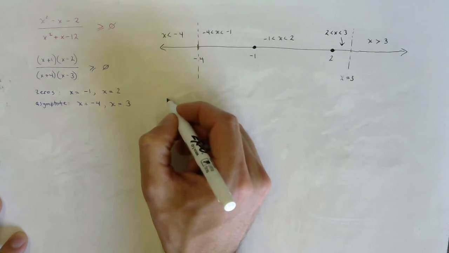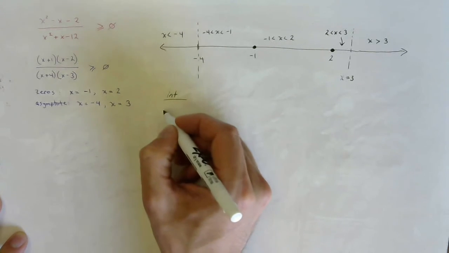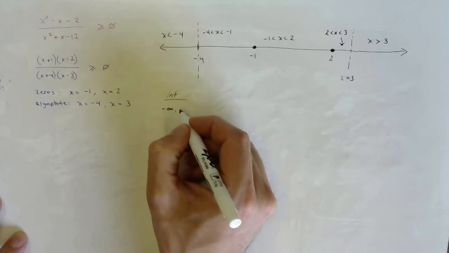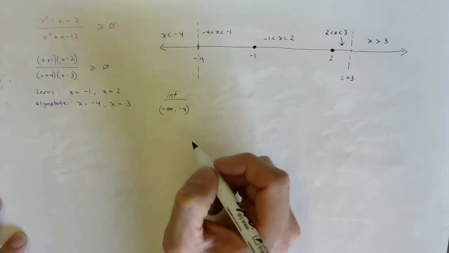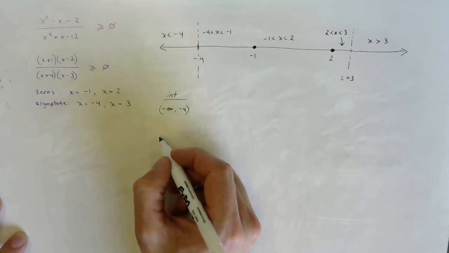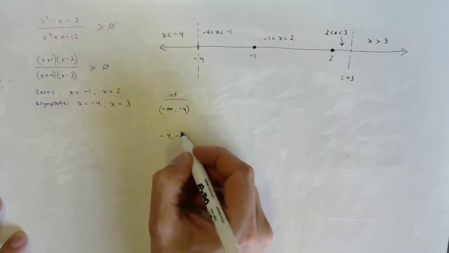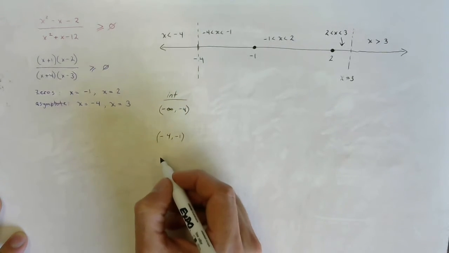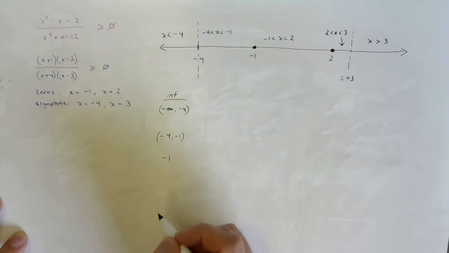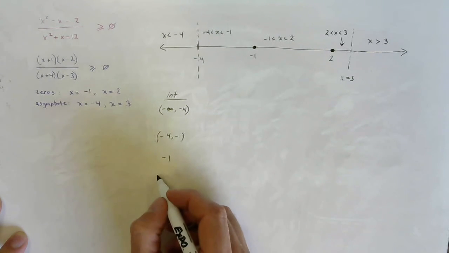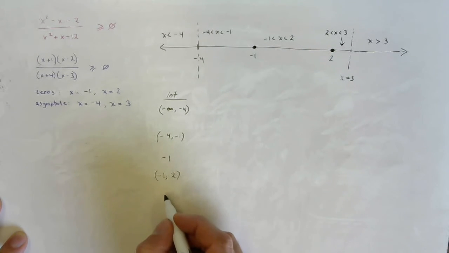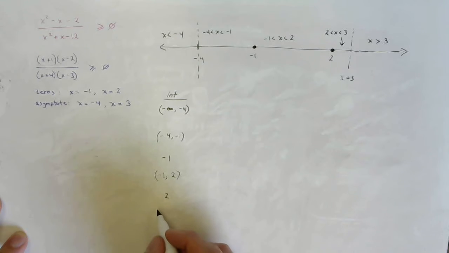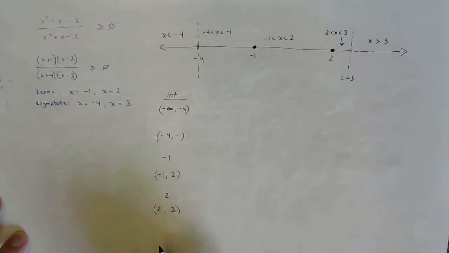Okay, so you've got your intervals. Our first interval is going to be from -∞ to -4. Our next interval is going to be from -4 to -1. -1 is a 0, so we want to know what's happening there. Then we're going to go from -1 to +2. We're going to figure out what's at +2 because that's a 0. Then we're going to go from 2 to 3. And then we're going to look at what happens to the right of 3.